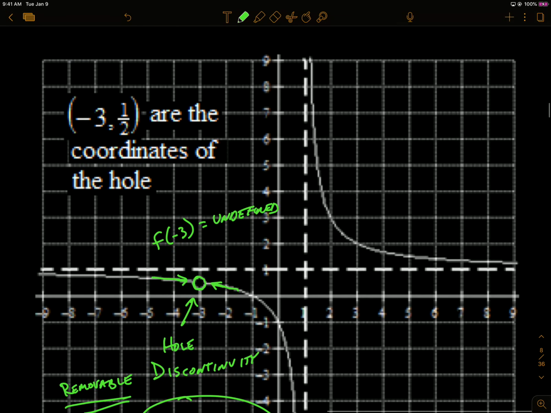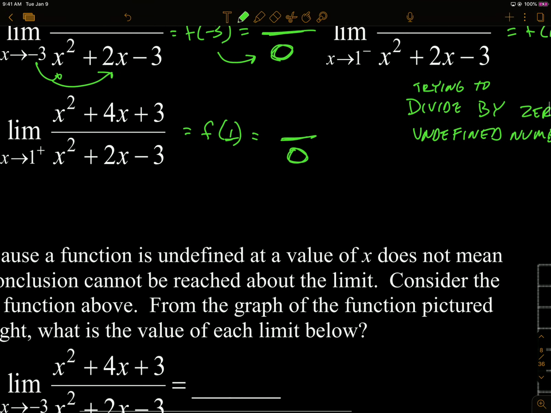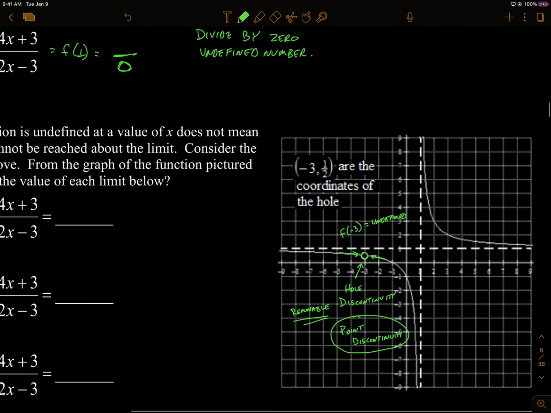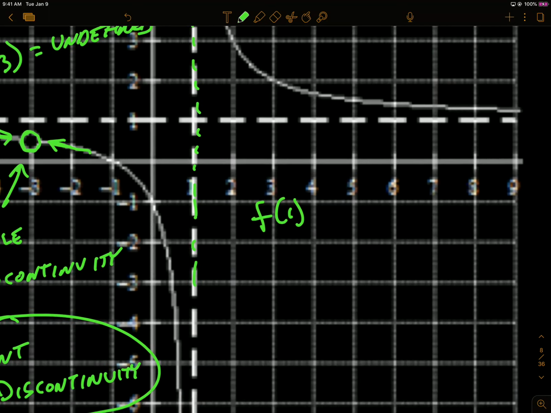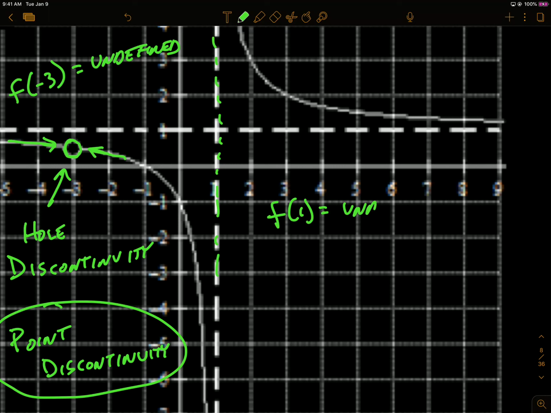The other spot where there was a discontinuity is when I plugged in 1, I got divided by 0, and it broke our whole idea of the function being continuous and direct substitution working. So direct substitution failed at 1, and we can see that we have a different discontinuity. f of 1, I'll write that down here, is undefined also, but it's for a different reason. It's a different type of discontinuity. At this x value, we have a vertical asymptote.